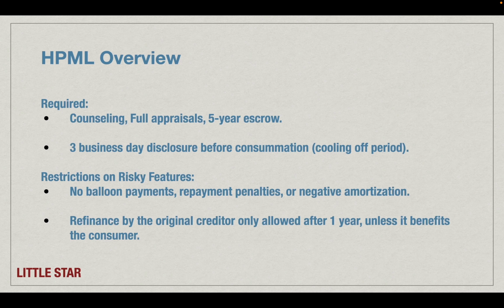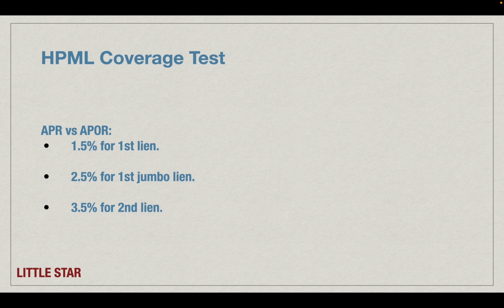Moving on, we have higher-priced mortgage loans, HPML, defined in Section 35 of TILA. The goal here is to protect consumers from high-interest loans by requiring stricter underwriting and escrow requirements. For HPMLs, the APR must be 1.5% higher than the APOR for first lien loans, 2.5% higher for jumbo first liens, and 3.5% higher for second liens.